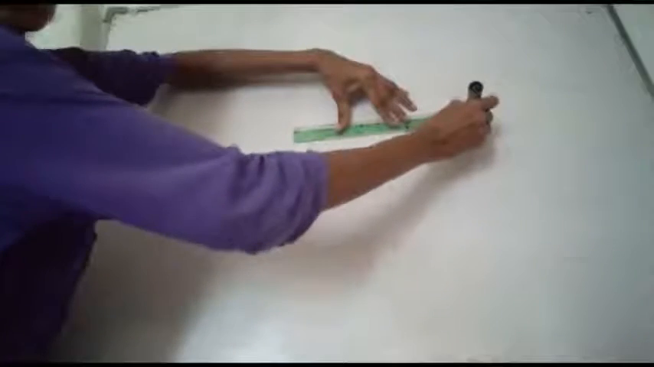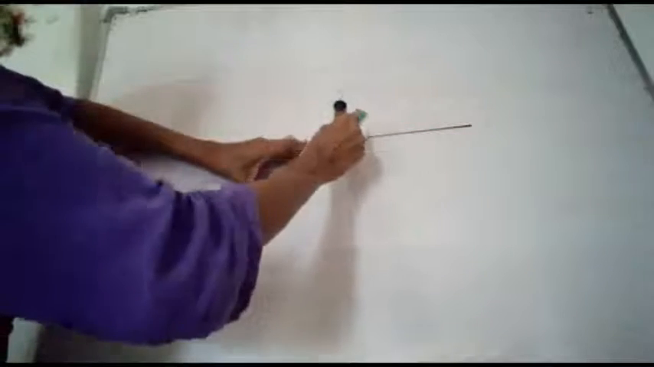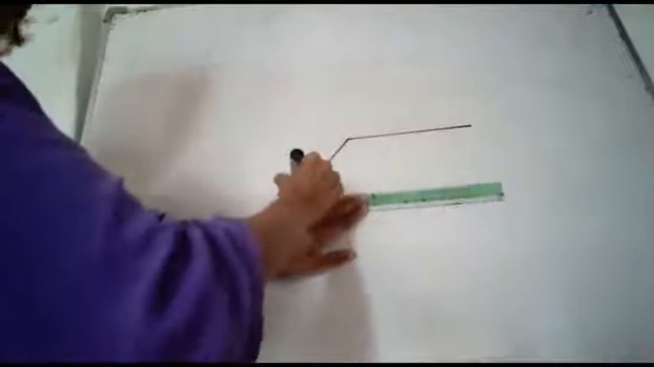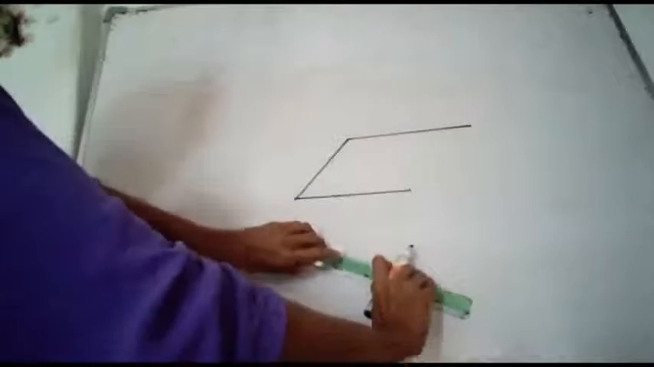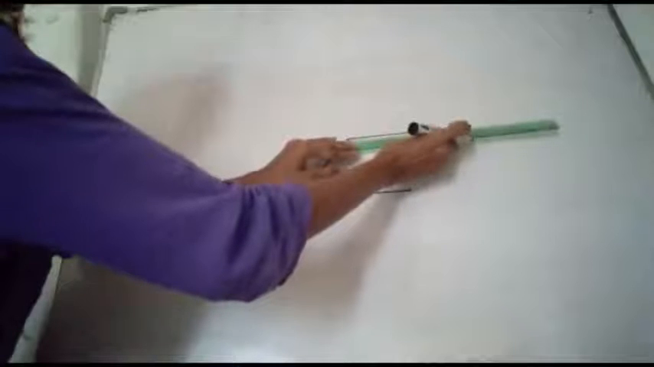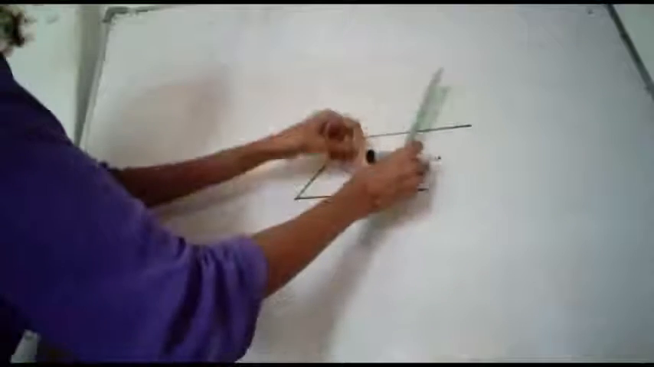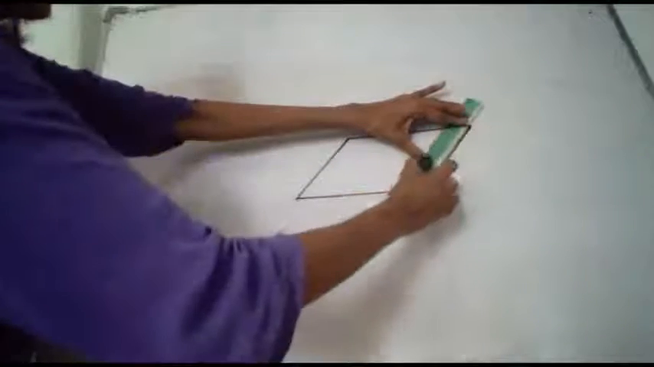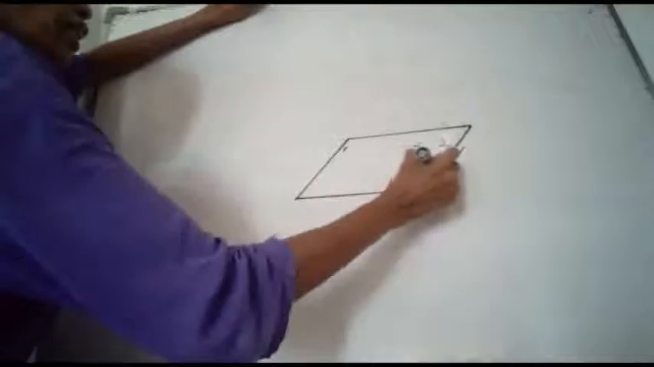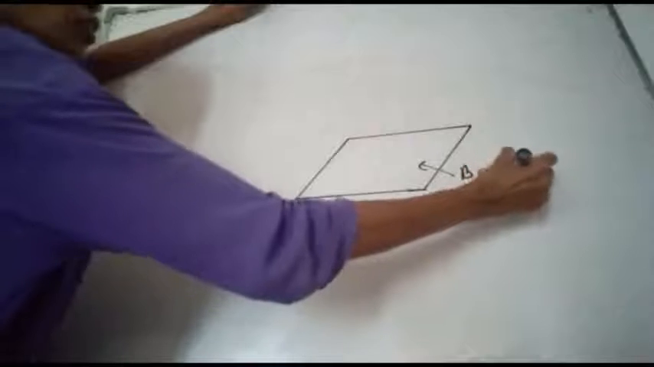Now we are going to draw the square base right pyramid. Square base means the base is a square. When we draw it, this is the base. All the four sides are equal in length. This is the base. Square base.